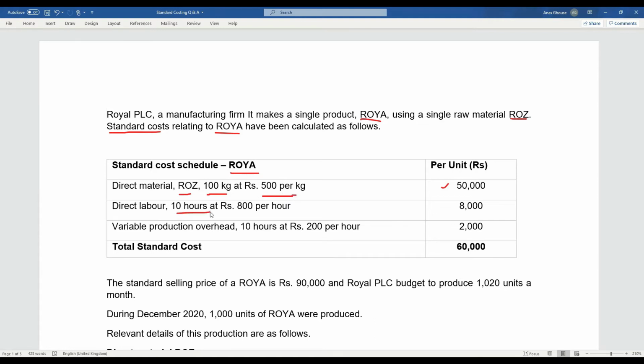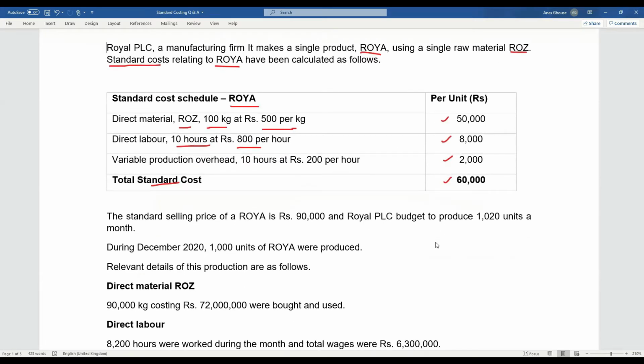Direct labor: 10 hours at 800 per hour. So this product requires 10 hours at the rate of 800. So therefore per unit labor cost will be 8,000. Variable production overhead: 10 hours at the rate of 200 per hour, which is 2,000. So therefore the total standard cost will be 60,000 per unit. So this is the standard cost, or the plan or the budgeted cost, of Roya per unit.